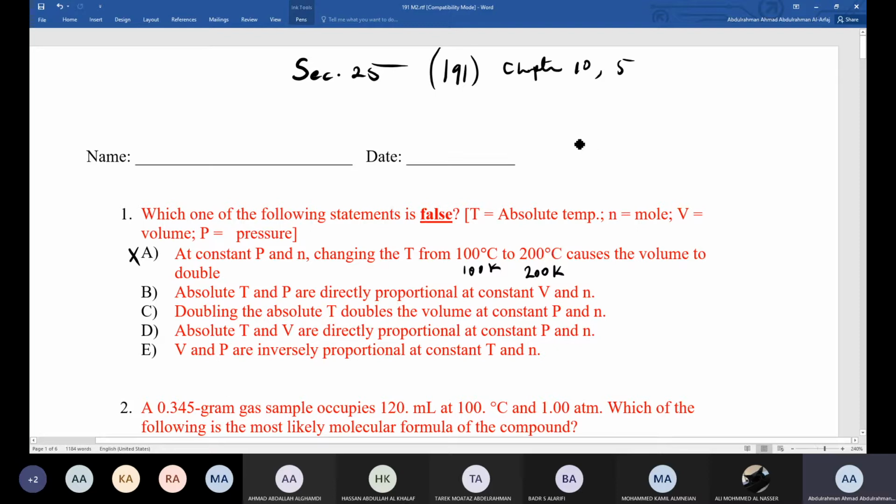But with this one, what will happen is, this is V1 over 100 plus 273.15 equal to V2 divided by 200 plus 273.15. And this way it will not double. So this is the wrong statement.